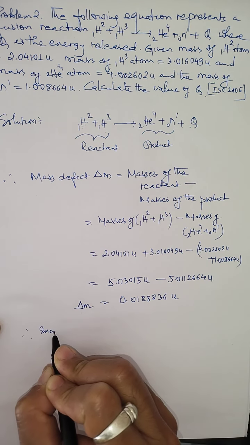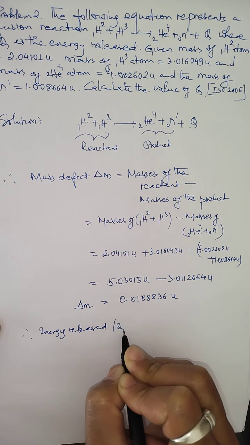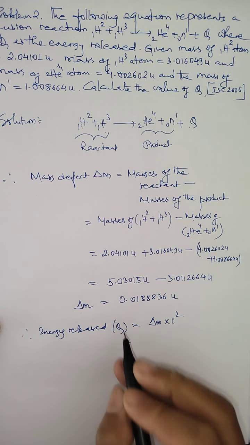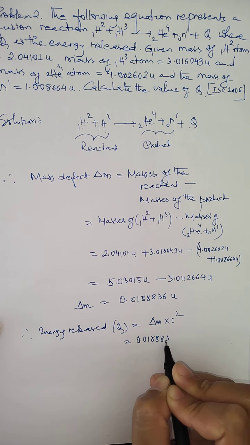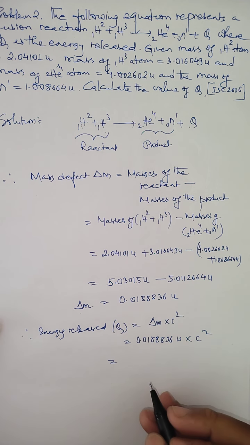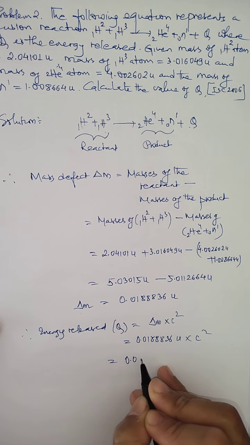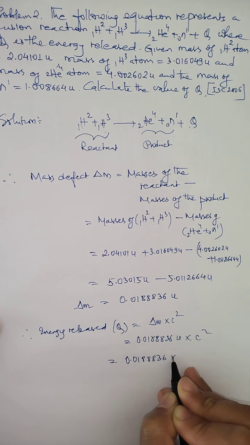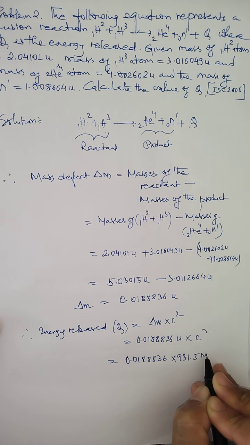Now with this mass defect, the energy will evolve. So energy release, marked by the symbol Q, equals mass defect times C squared, that is 0.0188836 U times C squared. We do it in the simpler way, as we have done for problem number 1 also. We multiply 0.0188836 by the quantity 931.5 megaelectron volt.